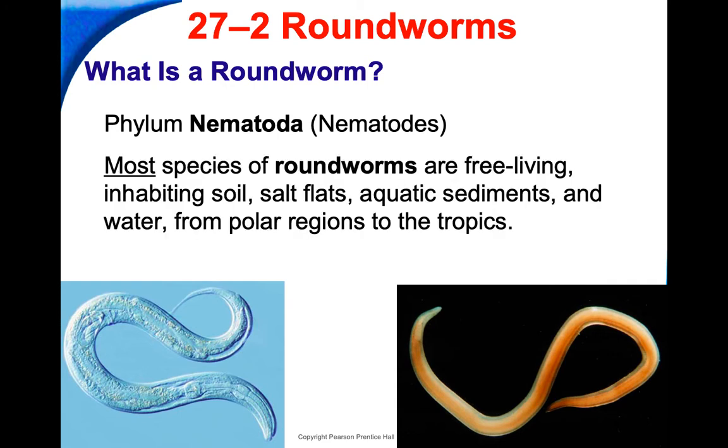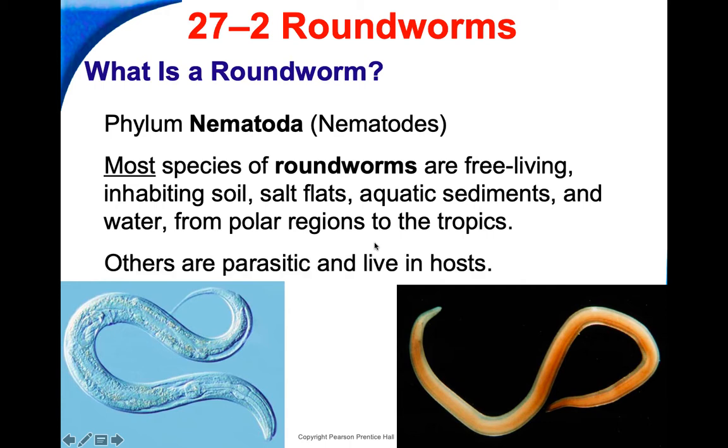And most species of roundworms are the free living kinds. So when I say free living, I mean that they're not parasites that have to live inside a host. They inhabit a wide range of environments, from soil to aquatic and so on, and temperatures as well, polar to tropic regions. There are, however, a number of them that are parasitic that we're actually going to talk about 4 or 5 of them today, and live in their hosts.